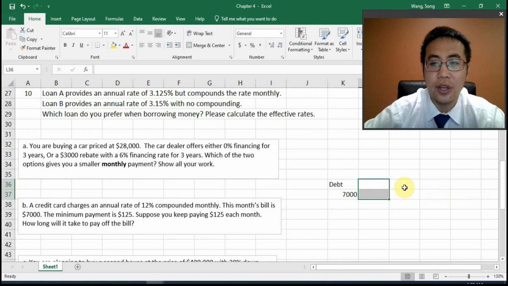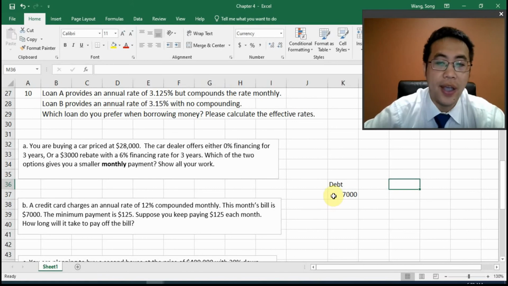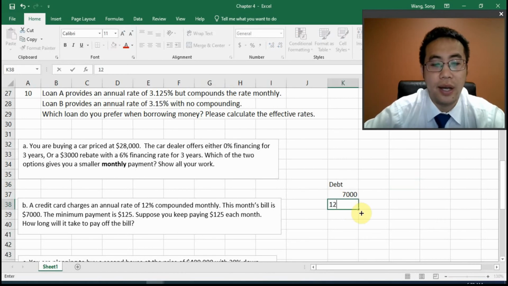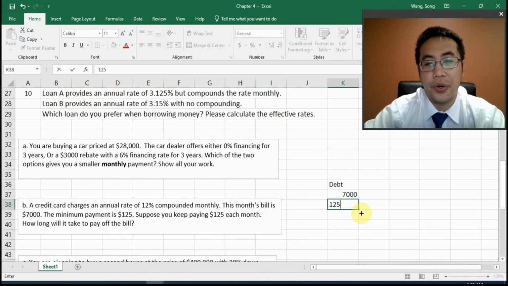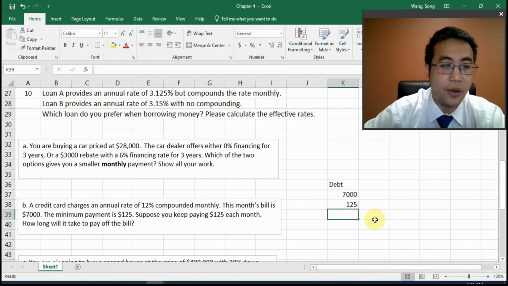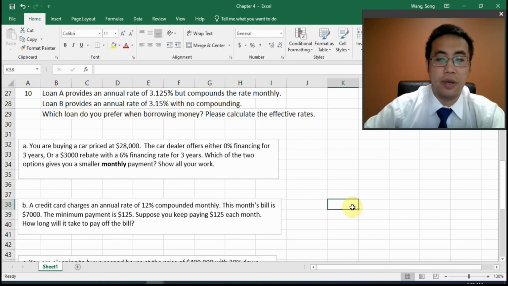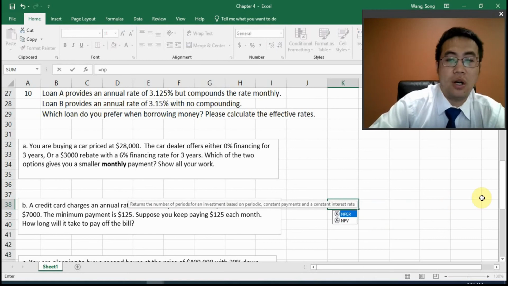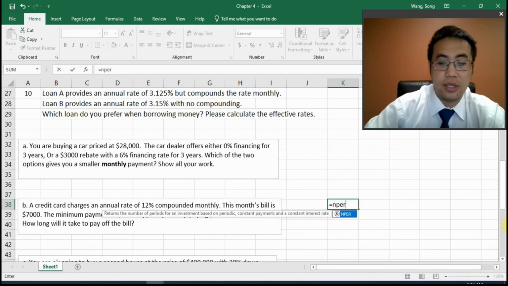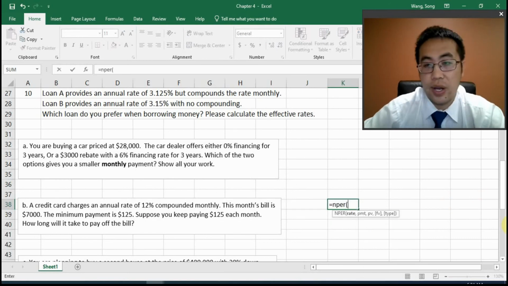So the thing is, we are checking the financial relationship between you and the credit card company. So you have a positive $7,000 borrowed from them. So this is a cash inflow for you. And you are going to make a monthly payment of $125. And you want to know how long it takes to pay the principal back. Well, this question is about solving for the number of periods. You want to know how long it takes, right?